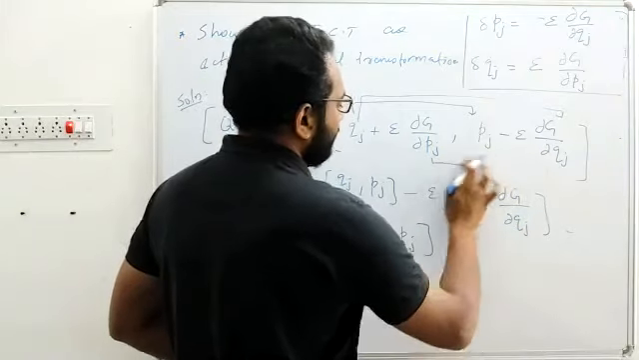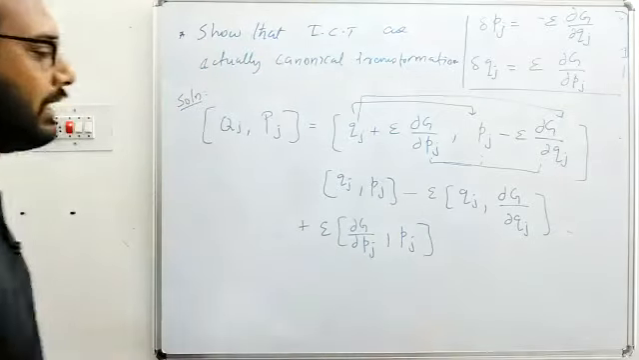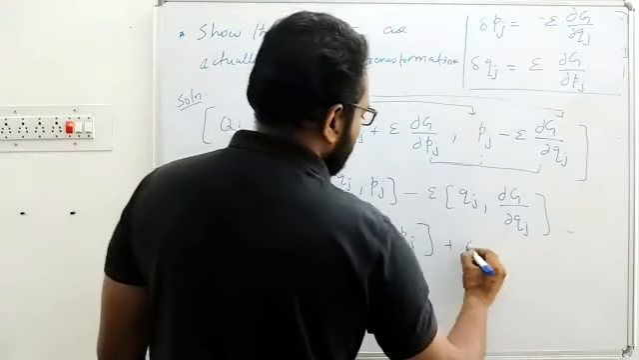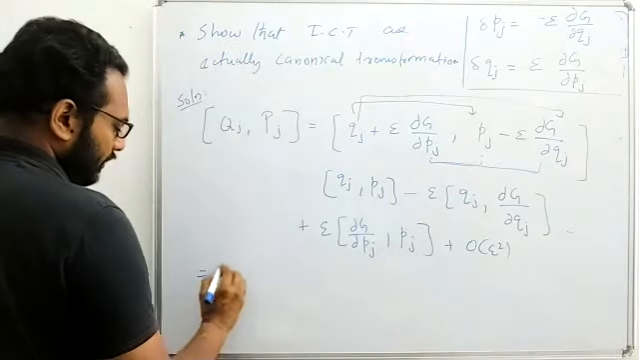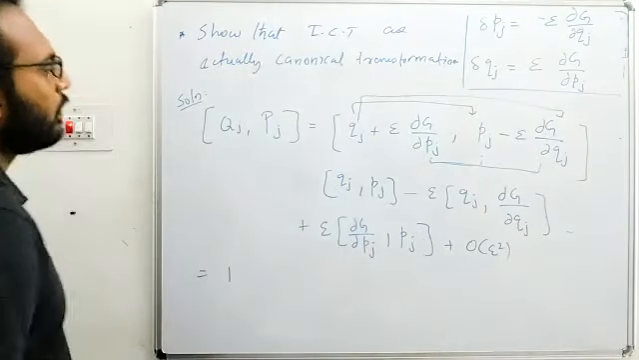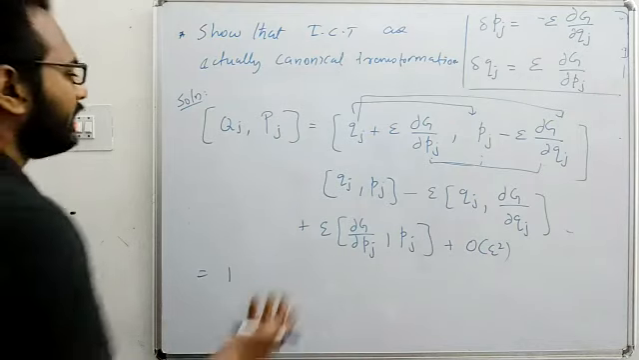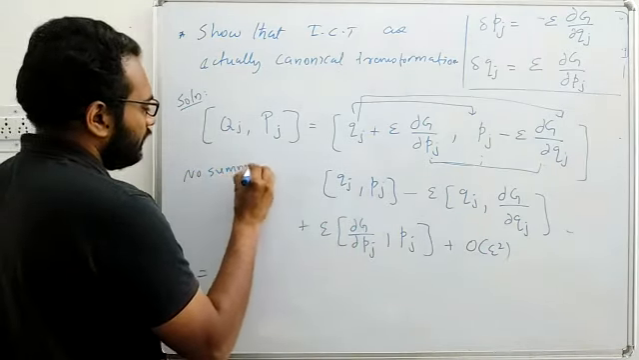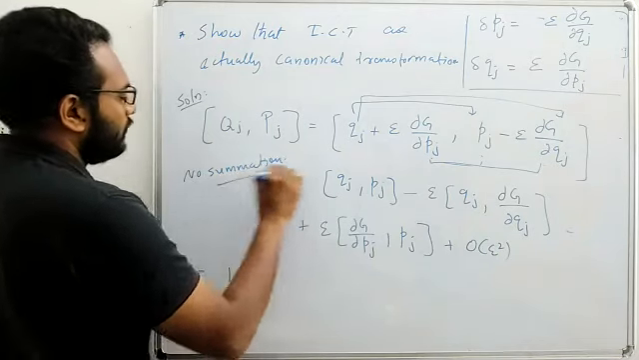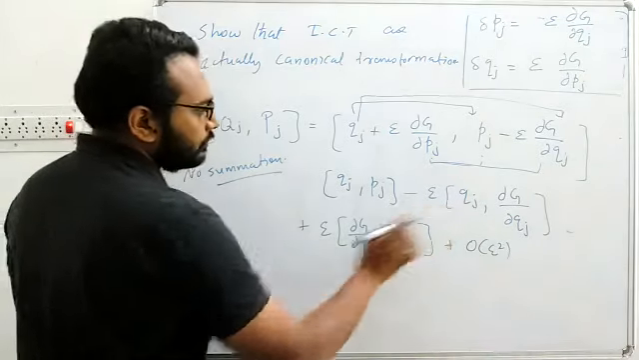The next thing is epsilon ∂G/∂pj with epsilon ∂G/∂pj, but that's second order in epsilon, so we can neglect it. Now this is equal to qj with pj. We know that it's equal to 1. We could have written qj with pk, but it doesn't matter. There's no summation here, and whenever there is no summation, I have to write it explicitly. So it's equal to 1 minus epsilon.